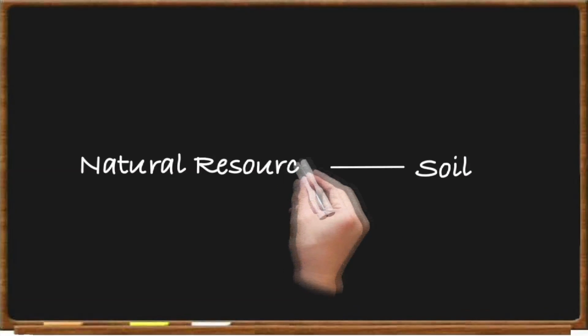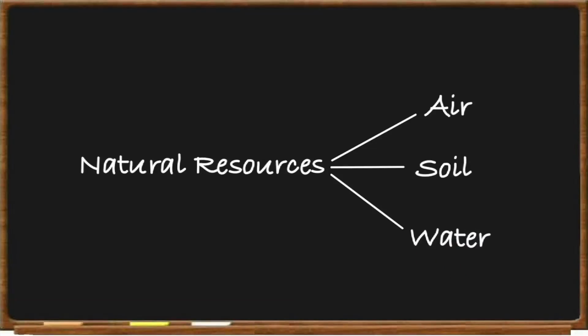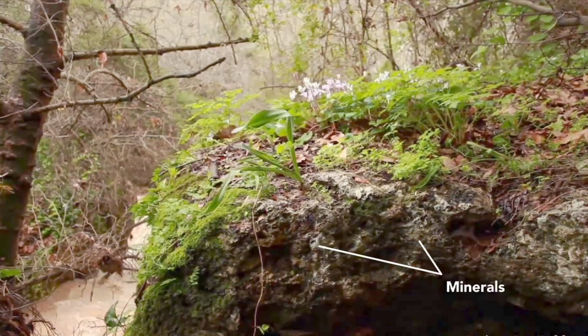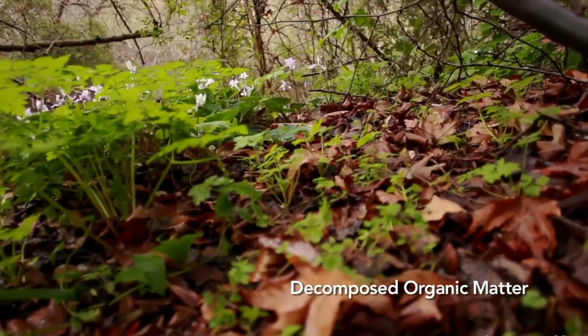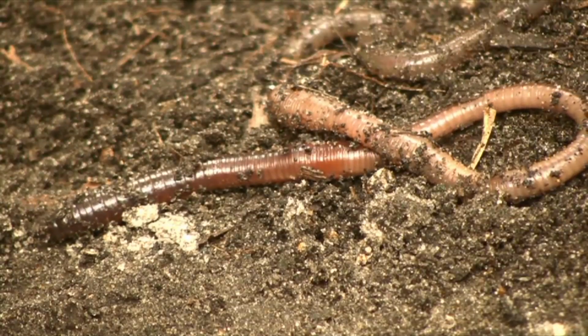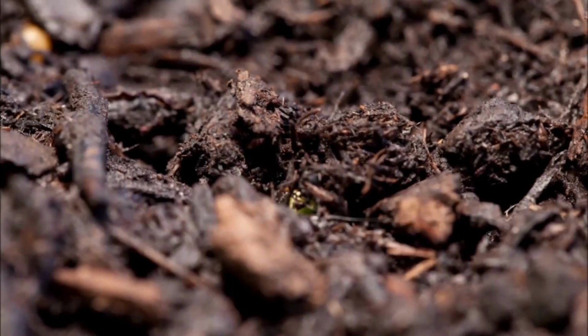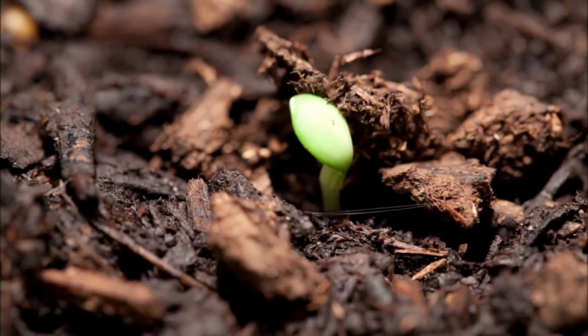Soil is one of the 3 major natural resources alongside air and water. Soil is made up of minerals and decomposed organic matter. Soil creates a habitat for fungi, bacteria and related organisms, which in turn feed and support plant life.